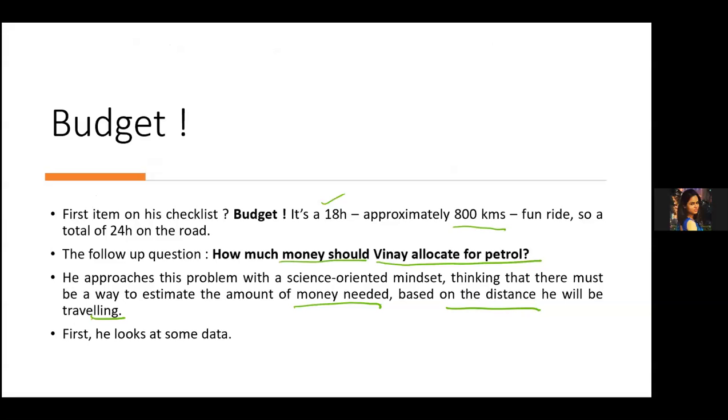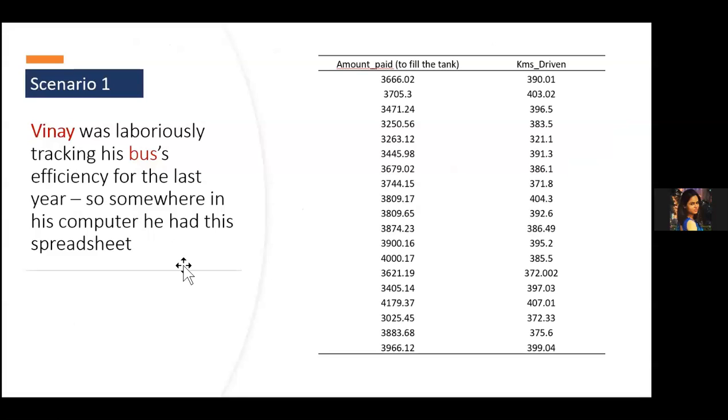Okay, so this is the first scenario. He has this data with him, कि वो शायद एक साल पहले गया होगा and he traveled these many kilometers and this is the amount that he paid. So he has this slip, this data, and he puts this data in Excel. Can you tell me what is the dependent variable here and what is the independent variable here? क्या predict कर रहे हैं हम?